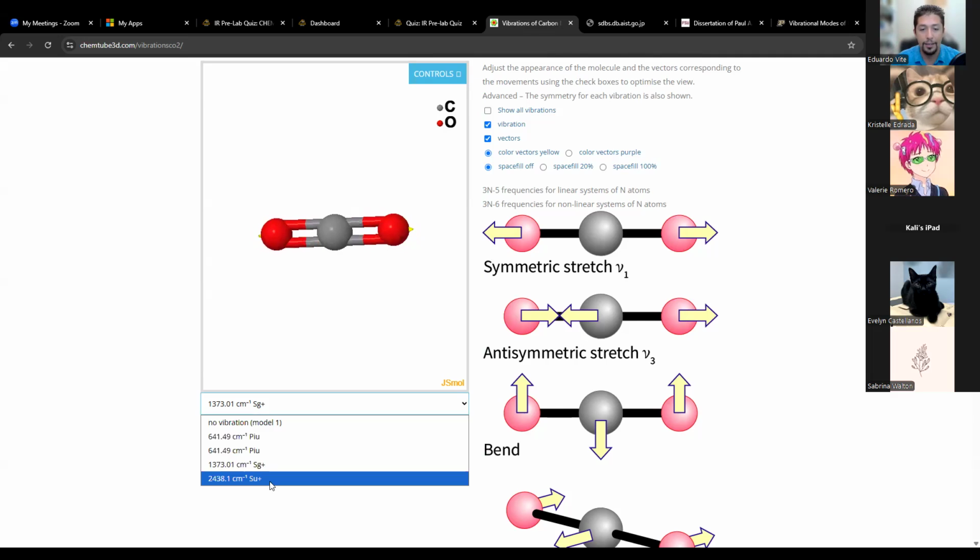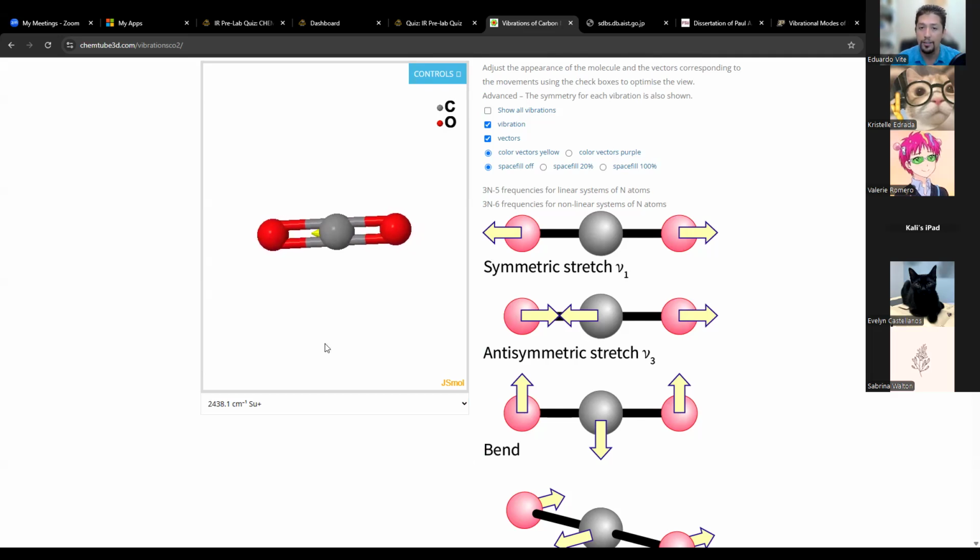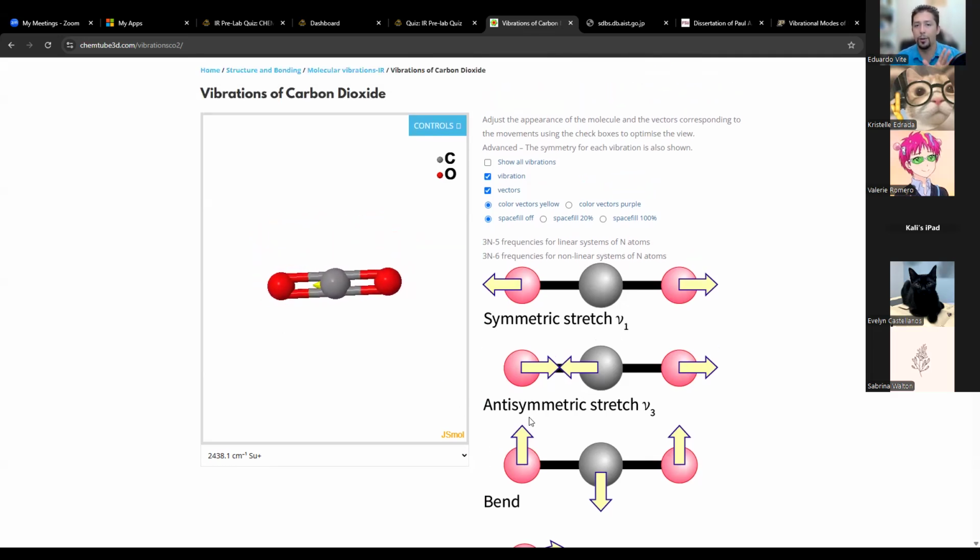Alrighty, and then we have the asymmetric one. And look at the energy difference between the symmetric and asymmetric one. That's almost a difference of 1,000 wave numbers. You see that? And now it looks kind of like it's pulsing a little bit. And so that actually causes a change in the magnitude of the dipole. And so that one actually does show up. And you see the wave number, it tells you that it has higher energy. So this is going to be showing up at 2438. You can see this. So again, this is just one example.